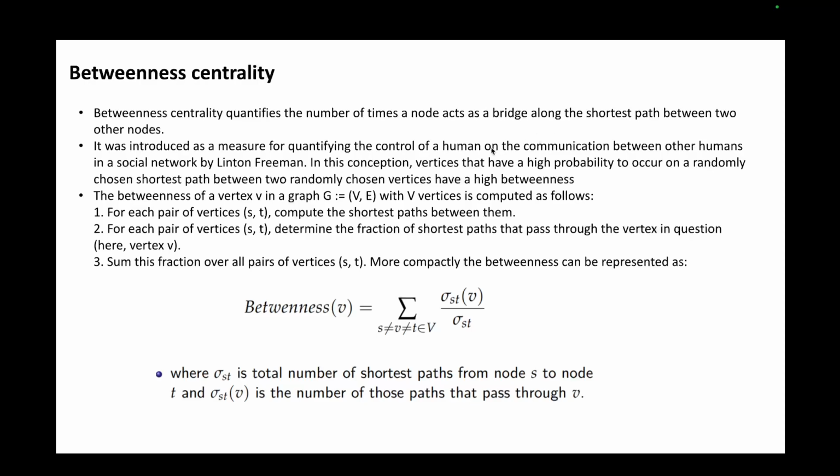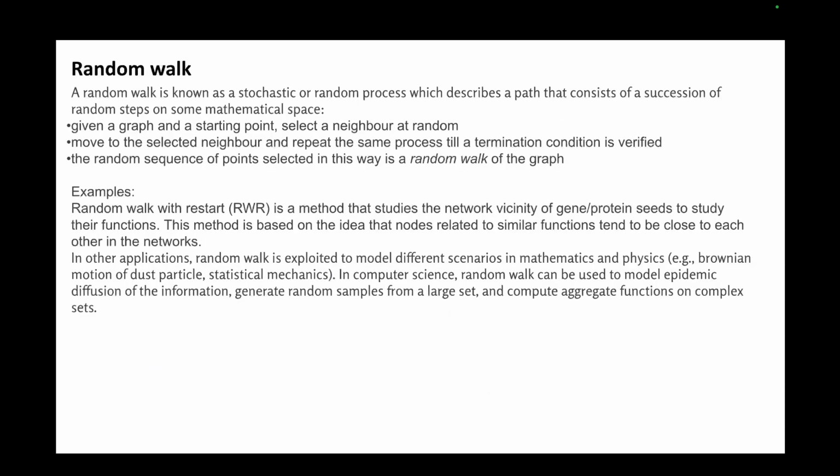This is given by the fraction of paths that are passing through that particular node, out of the total number of paths. So it's this fraction which is given by betweenness centrality. And next is random walk, something that we discussed just earlier.